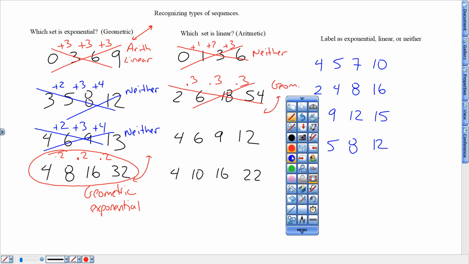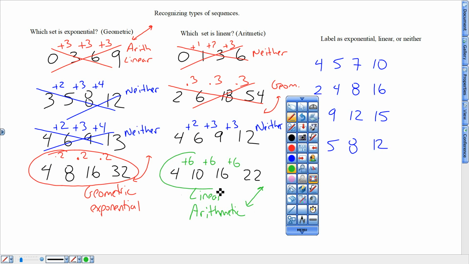All right, next one. Looks like going up by 2, going up by 3, going up by another 3. That one's neither. And the last one looks like I'm going up by 6, going up by 6, going up by 6. That makes this linear. That makes it arithmetic. That means if I was to graph this, it would be a straight line. So of that set, this is the only one that's linear, arithmetic.